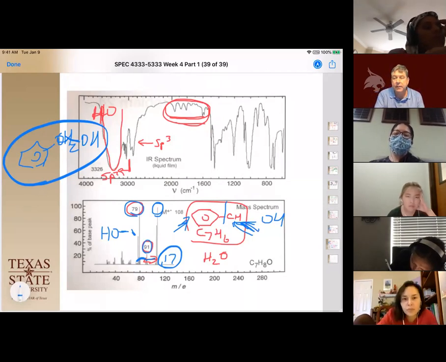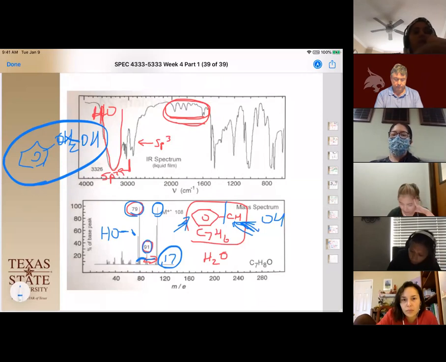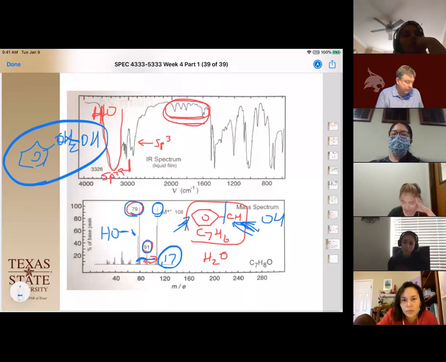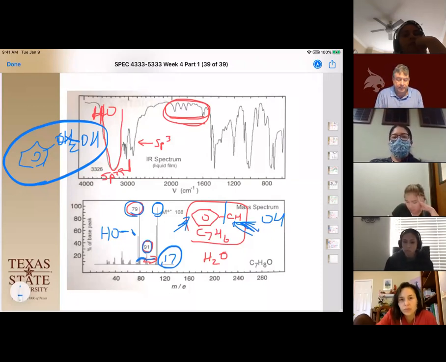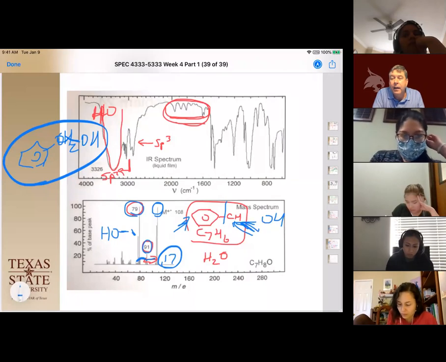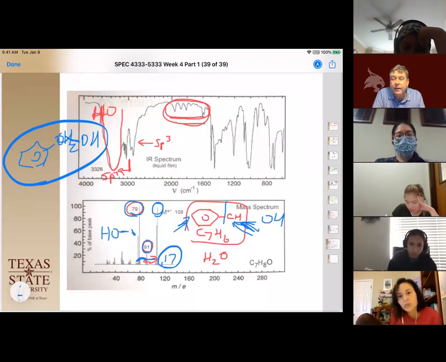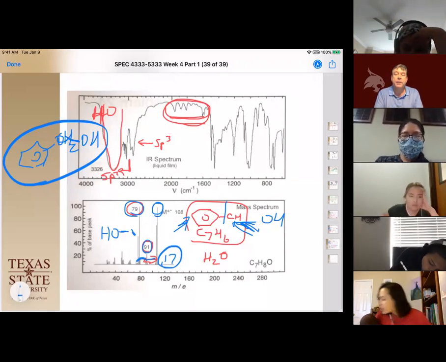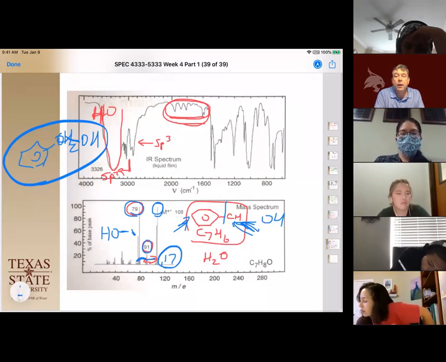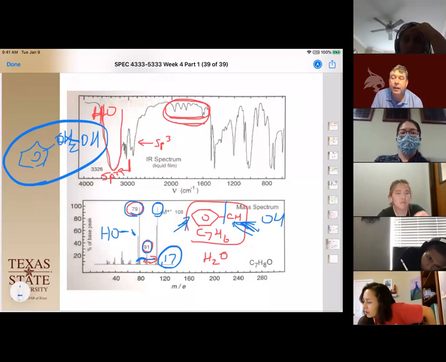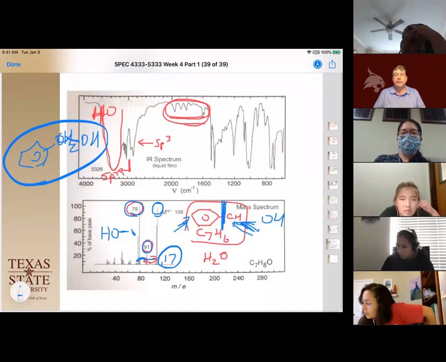108 minus 79. Ooh, what's 108 minus 79? That's a good question. 28. Ooh, excellent fragment. I think that does it right there. I think Neil's figured it out. The fragment of 108 to 79 equals OH CH2, which would be that fragment right there. I think you've got it.